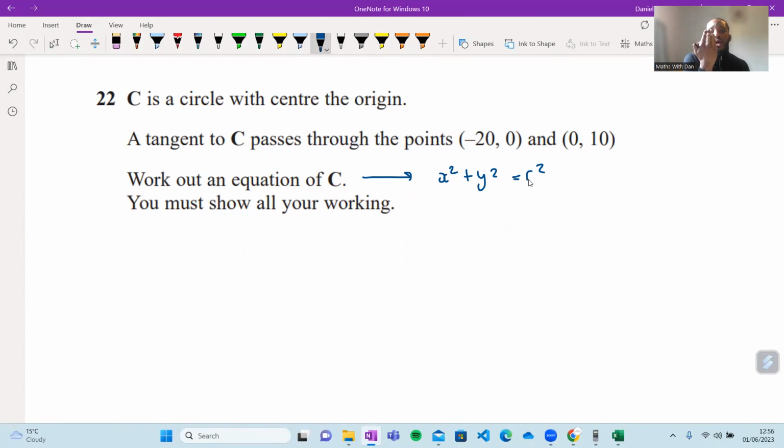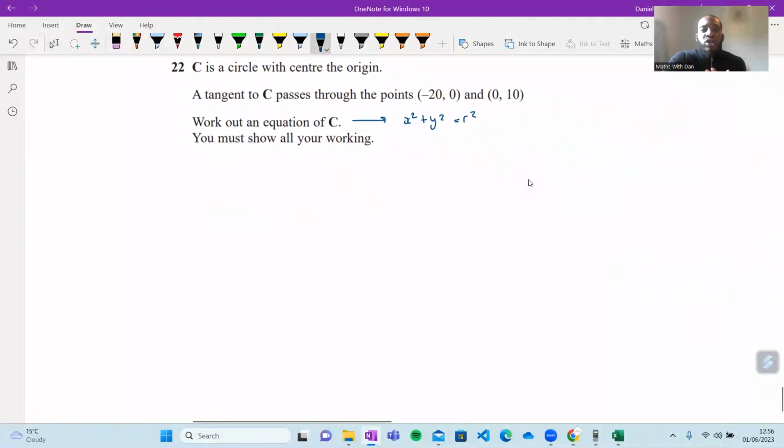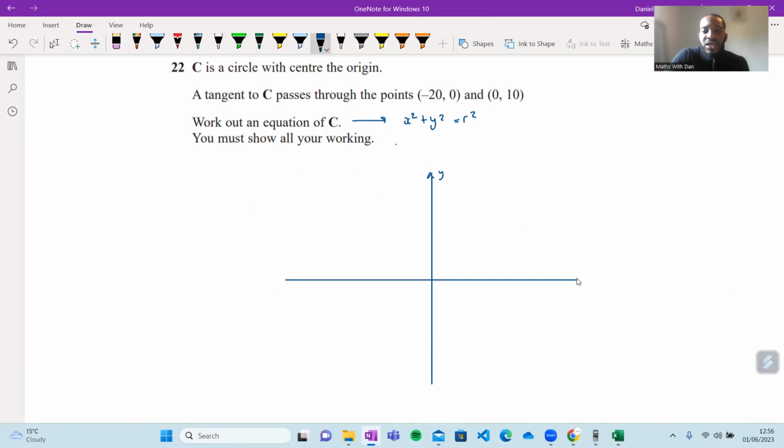Now, they've given us some information. There's a tangent to C. It passes through 2 points. What I'm going to do is try and draw a sketch. I want to visualize this question. I want to see it. I want to bring it to life. So I'm going to draw a sketch of a pair of axes, with this being the y-axis and this the x-axis.